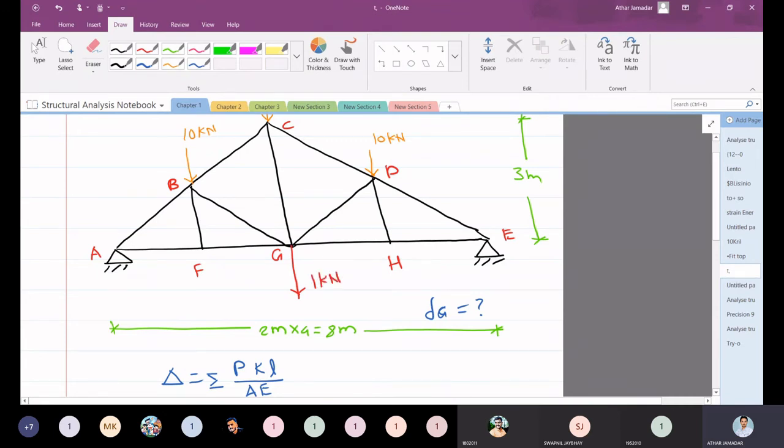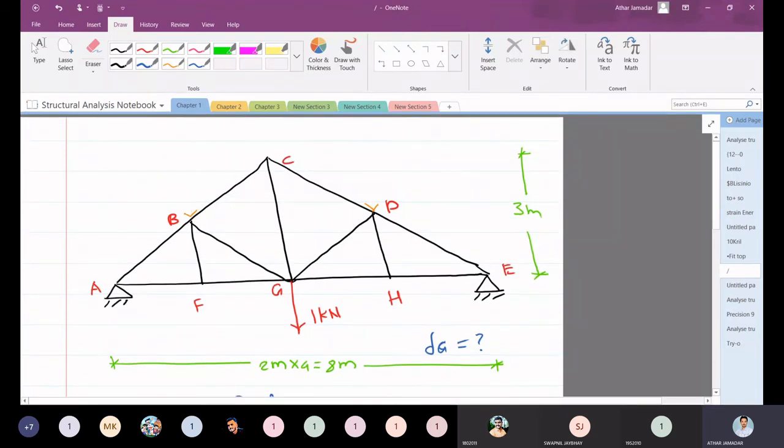Remember this. Whenever you want to find the downward deflection at point G, at that location we have to apply a vertical load of 1 kilonewton, and we have to remove all the other loads. So now on this entire truss only one force of 1 kilonewton is acting. The load is symmetric about the y-axis, so this reaction will be 0.5 kilonewton, and this reaction will be 0.5 kilonewton. Sorry, this is a roller support actually.